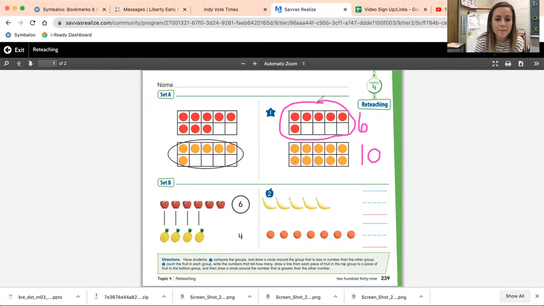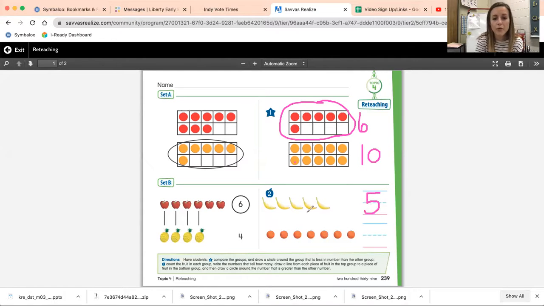All right. Number 2 with the apple says to count the fruit in each group. Write the number to show how many, draw lines to compare, and circle the group that's greater. We're looking for the group that is greater. Remember, greater means bigger. So let's count first. Help me count the bananas. Ready? 1, 2, 3, 4, 5. Write the number 5.